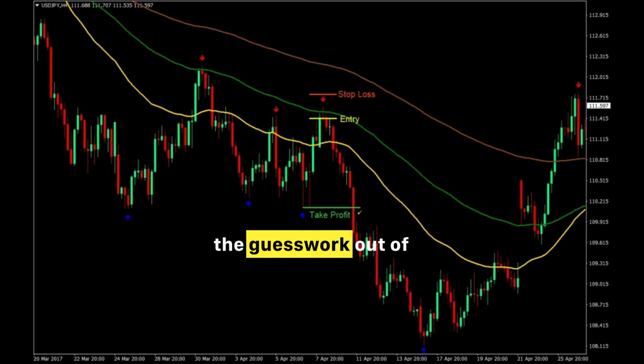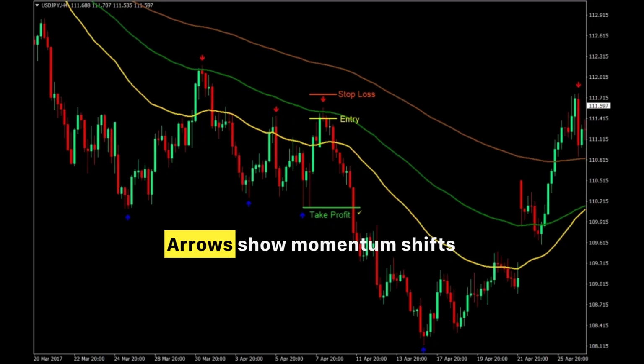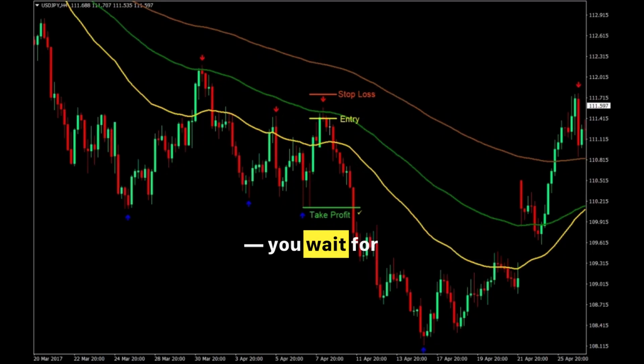This takes the guesswork out of identifying entries. Arrows show momentum shifts. You wait for a clean confirmation candle, and you're in.